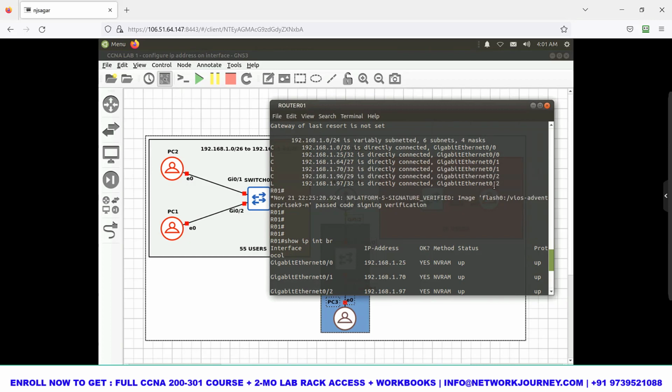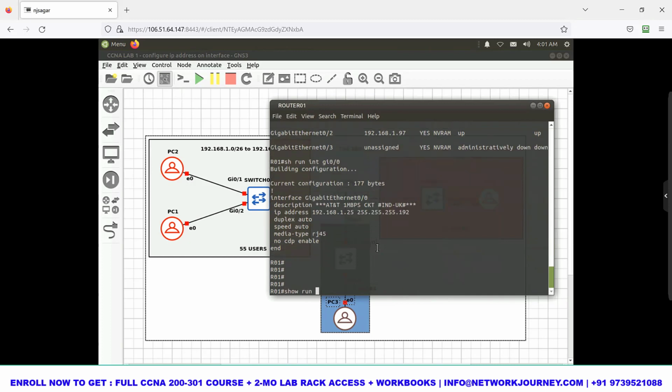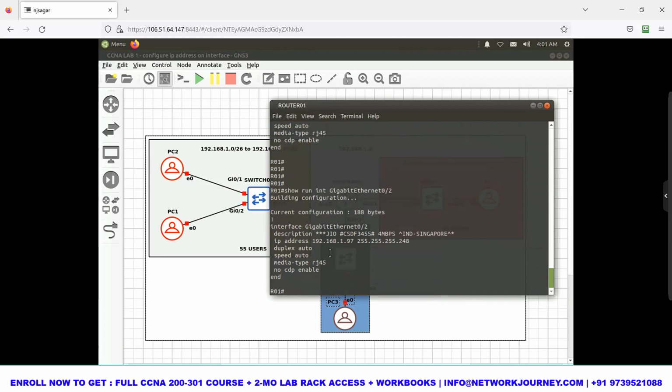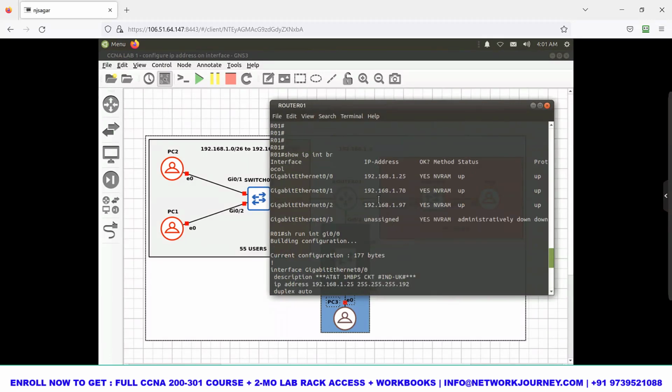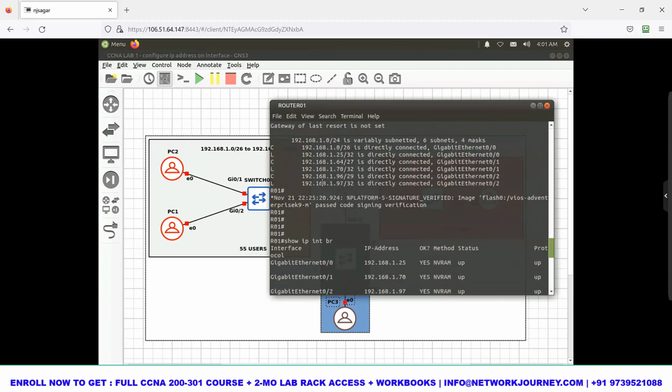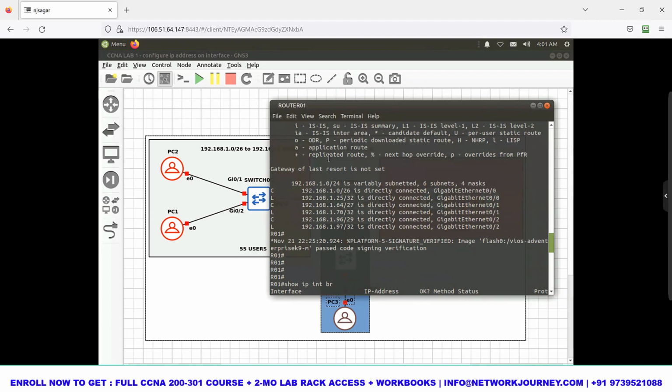So just to see them, you can take the interface ID. You can go with show run interface and paste that interface ID. It will show you the complete configuration. You can see that it was a geo link. This is the block 1.97.248. So the routing table by default will give you all this information.